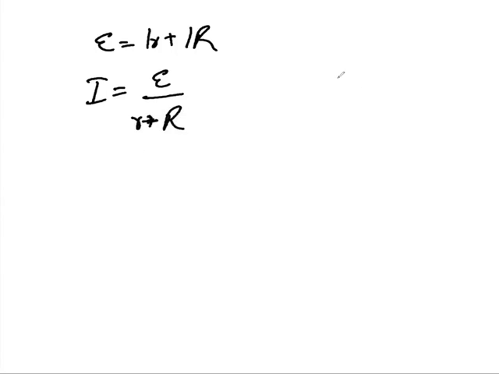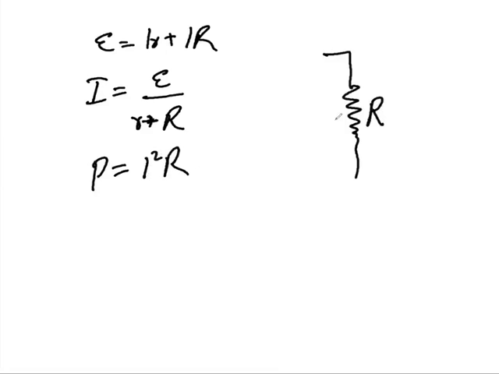And my load is this. The resistance of the load is capital R. So the power dissipated in this load is P equal to I square R. So my power will be, with I equal to E over R plus R, E square divided by R plus R whole square, times R.